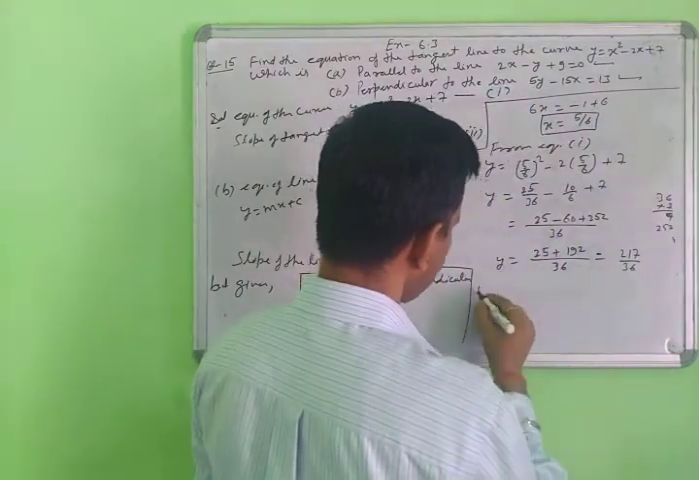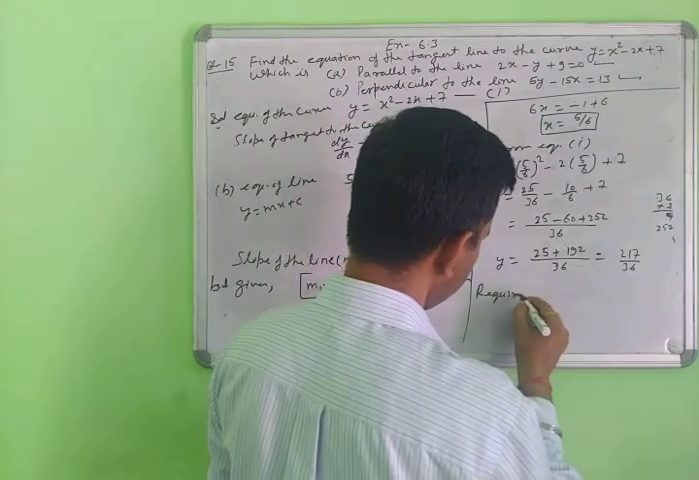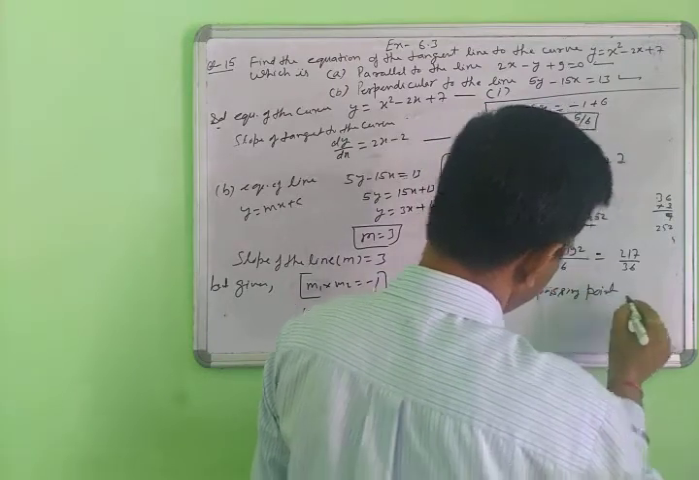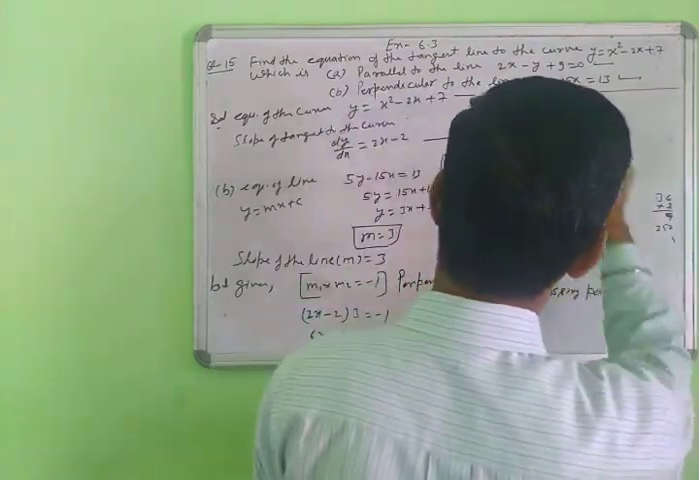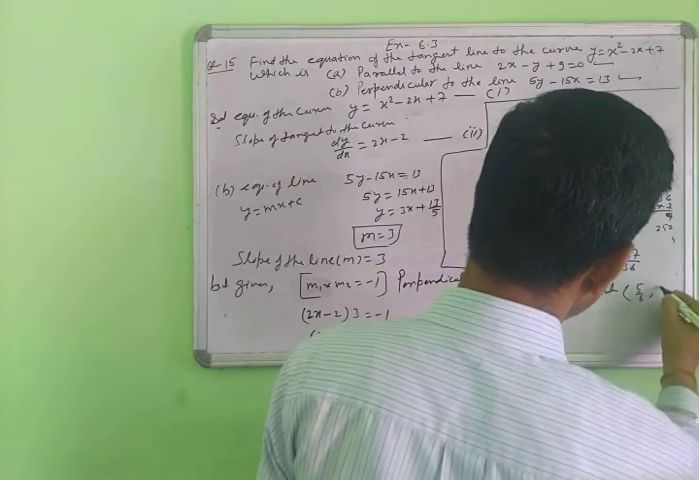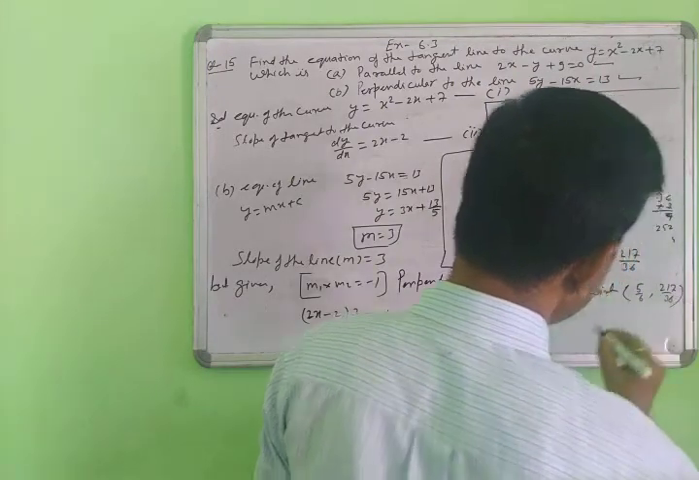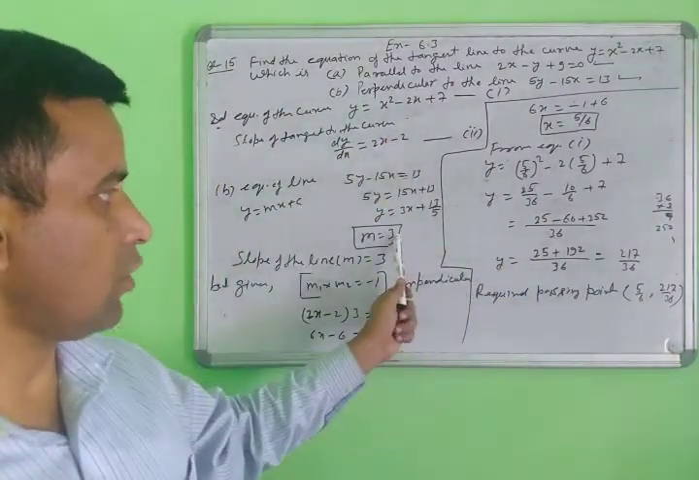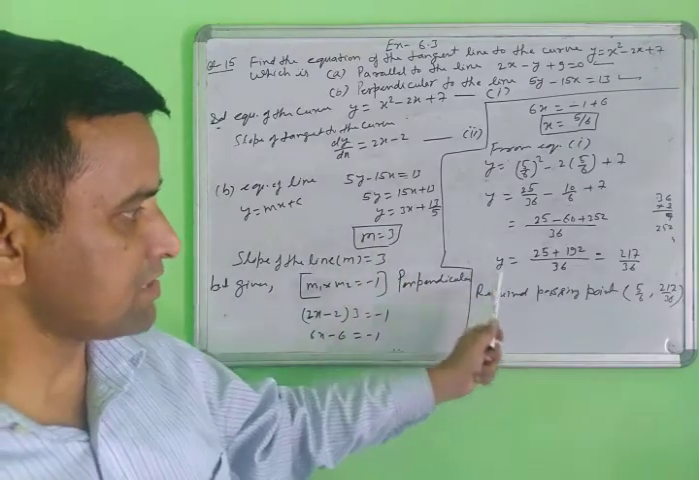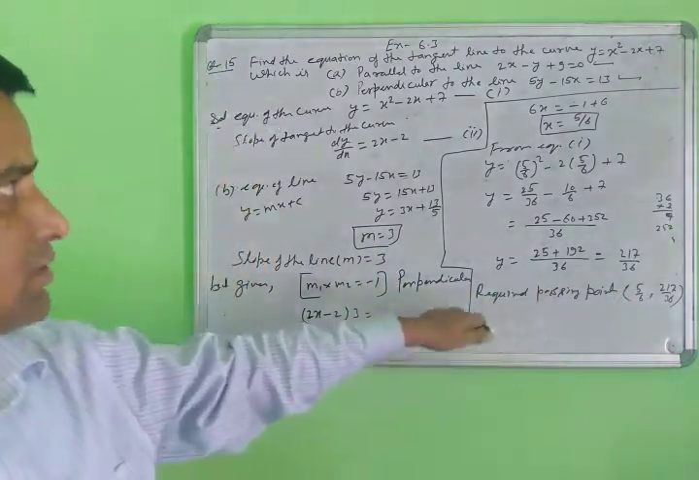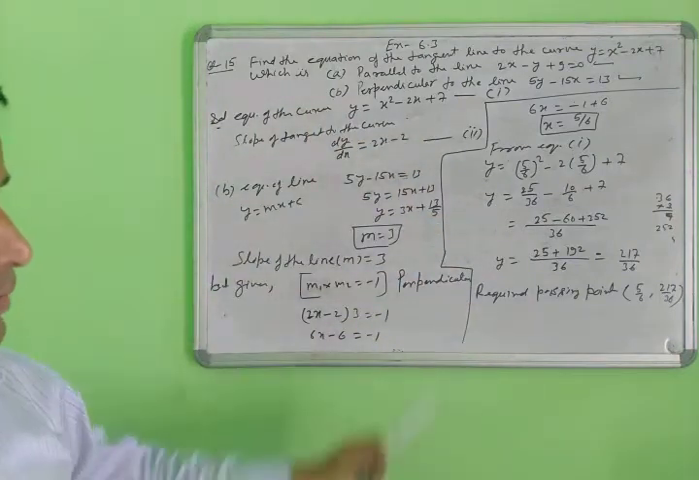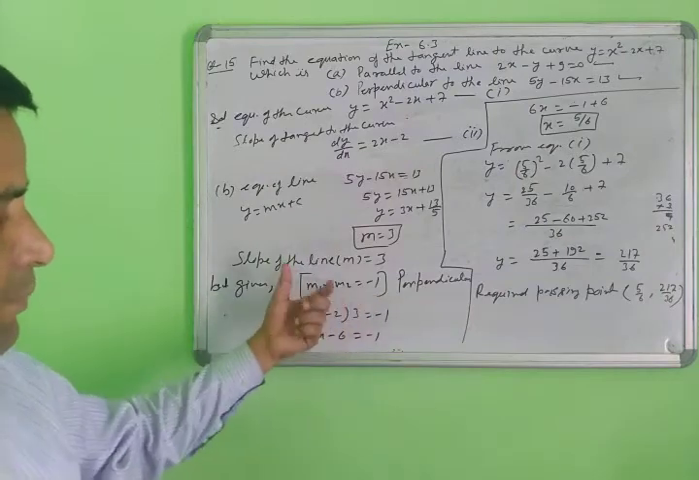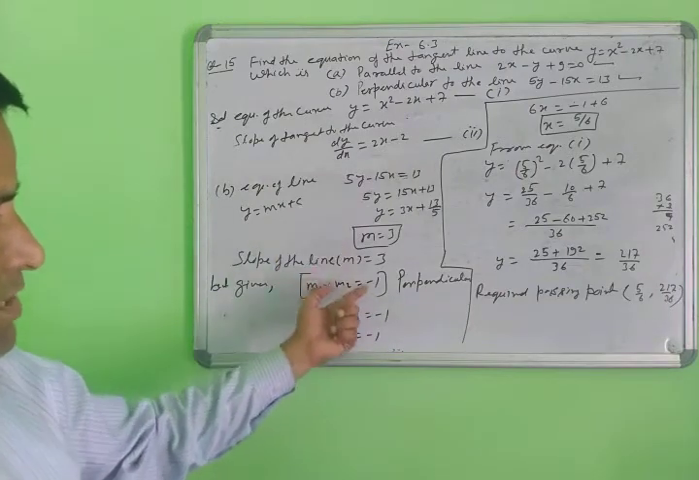This is the required passing point: the value of x is 5/6 and the value of y is 217 upon 36. Where we have the passing point and the slope, we know the slope of the line and the passing point, then you can easily find the equation of the tangent. Only this condition changes: parallel condition, both slopes are equal, or perpendicular condition, the product of both slopes is minus 1.